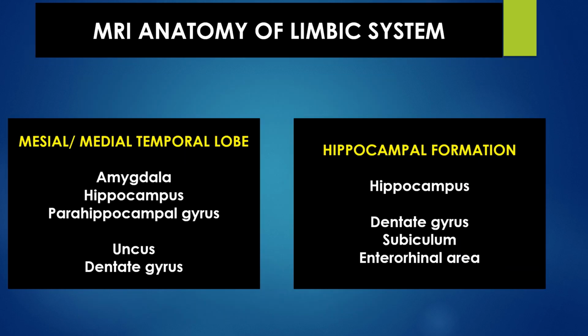So to summarize, we already saw the hippocampal formation is basically the hippocampus plus dentate gyrus, subiculum, and entorhinal area. So it is entorhinal, not entro. All these four things put together are called the hippocampal formation. Medial temporal lobe is basically our patty, the burger, hamburger: amygdala, hippocampus, and parahippocampal gyrus with the uncus and dentate gyrus. So when we report that the medial or mesial temporal lobe is showing FLAIR hyperintensities, basically we are saying these five structures are showing hyperintensities. So our hamburger plus our uncus and dentate gyrus put together is called the mesial or medial temporal lobe.